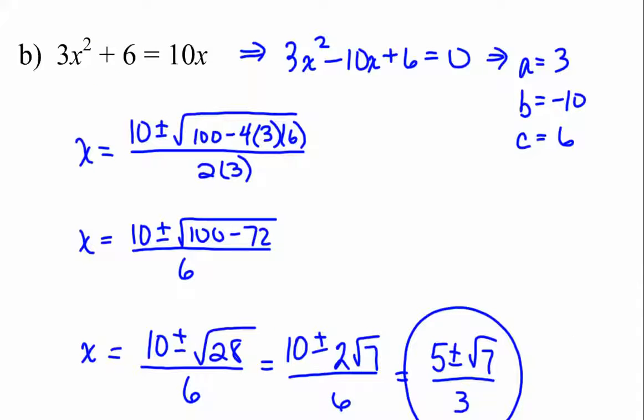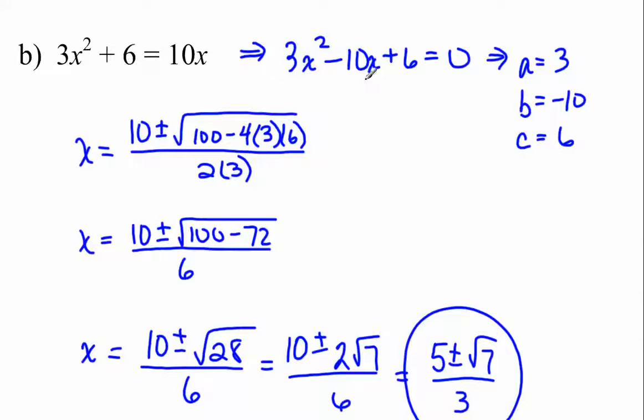All right, let's try another one. What if I have 3x squared plus 6 equals 10x? Well, the first red flag is, hey, it's not equal to 0. So that means we're going to have to subtract this 10x and move it to the other side. But I have to remember to be careful here, because when I move it to the other side, I have to keep my powers in order. So I'm going to put 3x squared minus the 10x, then the plus 6 equals 0.